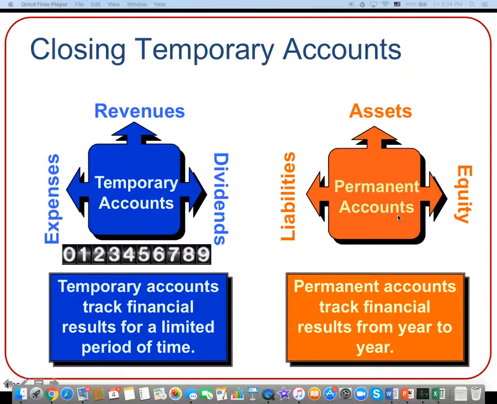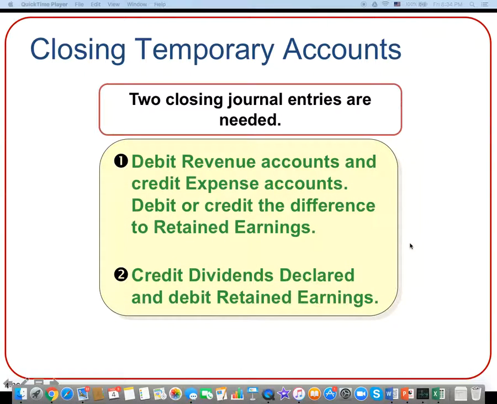So if accounts receivable balance is $250 at December 30th, 2016, then at the beginning of 2017, 1/1/2017, your accounts receivable balance should start out as 250, right? So these are permanent accounts. You should carry them year over year.